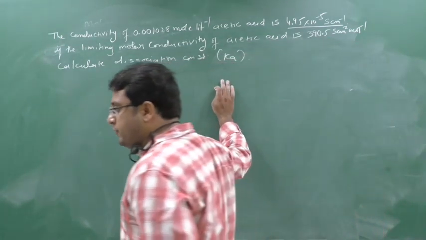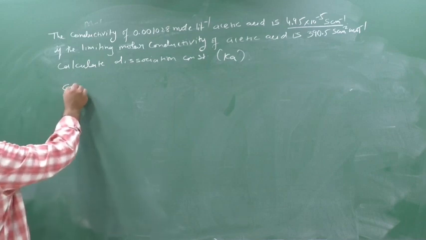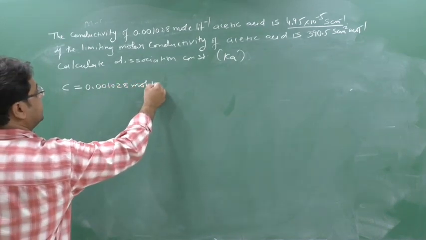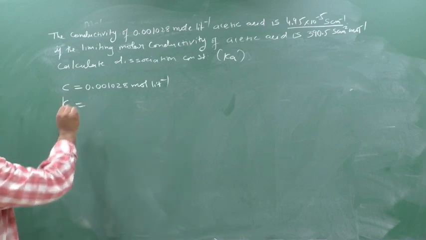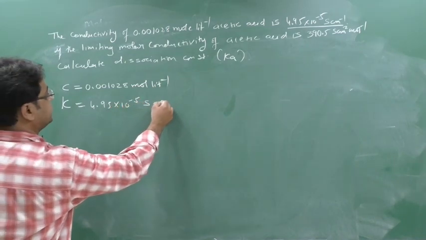Just now we determined the value of Ka. Clear? So we will solve either by using that formula or by using the formula of alpha square C by 1 minus alpha, one and the same. And alpha means lambda m by lambda m naught. So first we see the concentration C is given, 0.001028 mole per liter. Conductivity K is 4.95 into 10 to the power minus 5 Siemens per centimeter.